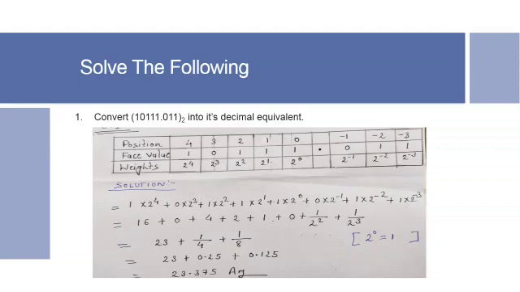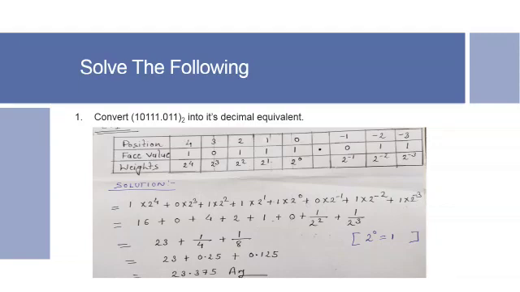Position of 1 is 1. Position of 1 is 2. Position of 0 is 3. Position of 1 is 4. After the fractional point, we just note down the positions like -1, -2, -3. After that, what is the weight? 2 to the power 4, 2 to the power 3, 2 to the power 2, 2 to the power 1, 2 to the power 0, that way.